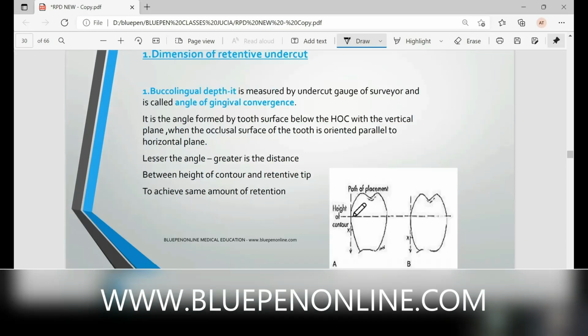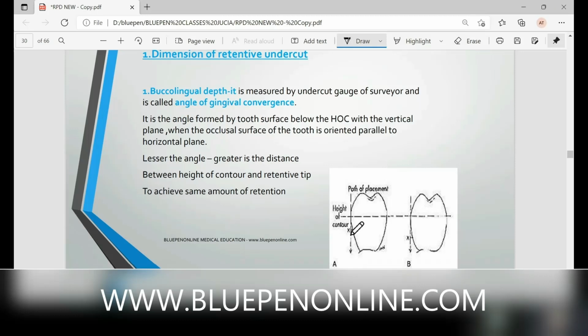See, this is a tooth. Now this is your height of contour. You can draw a line like this, a vertical line and a horizontal line. This horizontal line is the height of contour only, and then you can draw a vertical line, and in between you will get an angle.